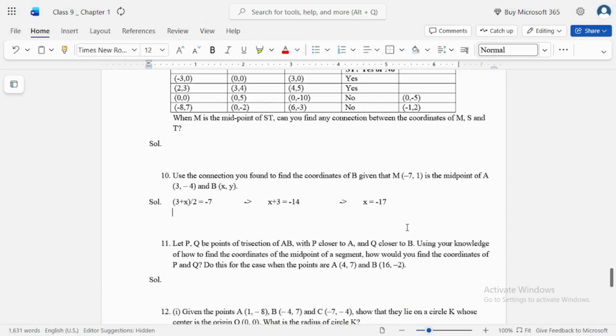Similarly, we will find the y coordinate, I mean the value of y. So (y minus 4) whole divided by 2 is equal to 1. This means this divided by 2 we will shift to the right hand side, so it will be times 2, so y minus 4 equals 2. This means y equals 6.